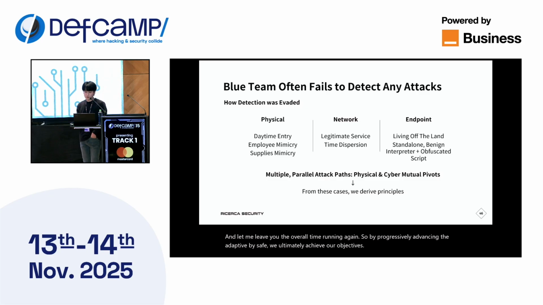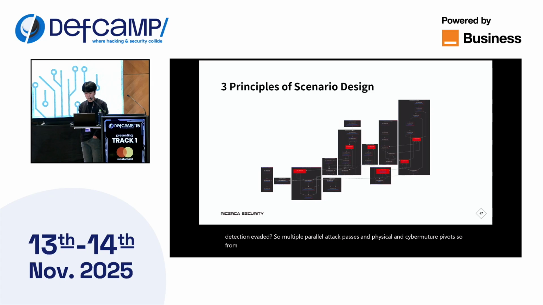Interestingly, blue teams had failed to detect any attacks in my experience. And how was detection evaded? Through multiple parallel attack paths and physical and cyber mutual pivots. So from these cases, we derive principles. In practice, the TTPs discussed so far have been selected and discarded in a scenario like this timeline.